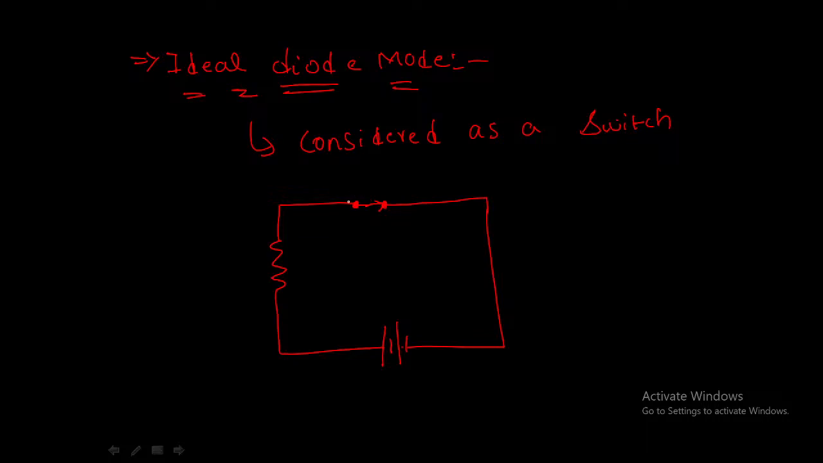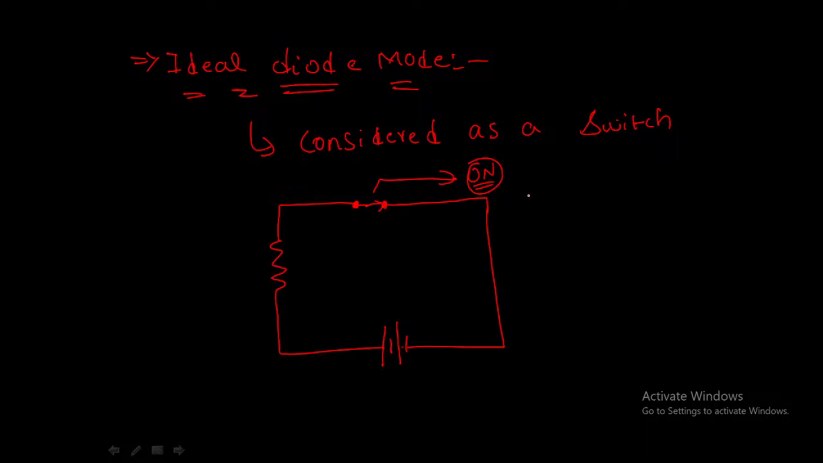This diagram means the switch is off. Sorry, the switch is on. The switch being on means the circuit completes. That means it is a short circuit condition.